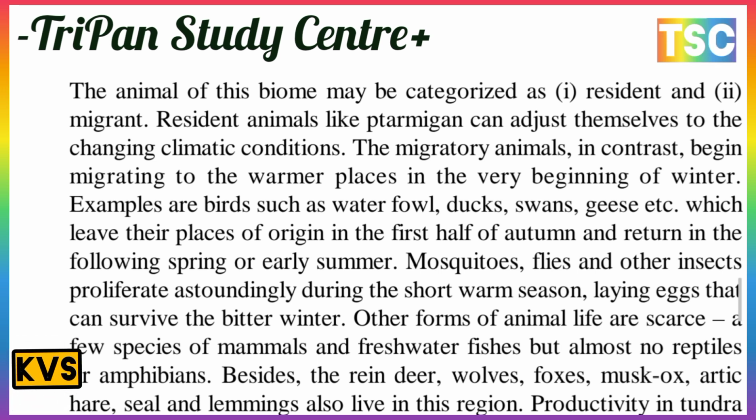Mosquitoes, flies and other insects proliferate astonishingly during the short summer season, laying eggs that can survive the bitter winter. Other forms of animal life are scarce: a few species of mammals and freshwater fish, but almost no reptiles or amphibians. Besides these there are reindeer, wolves, foxes, musk ox, Arctic hares and lemmings that live in this region.